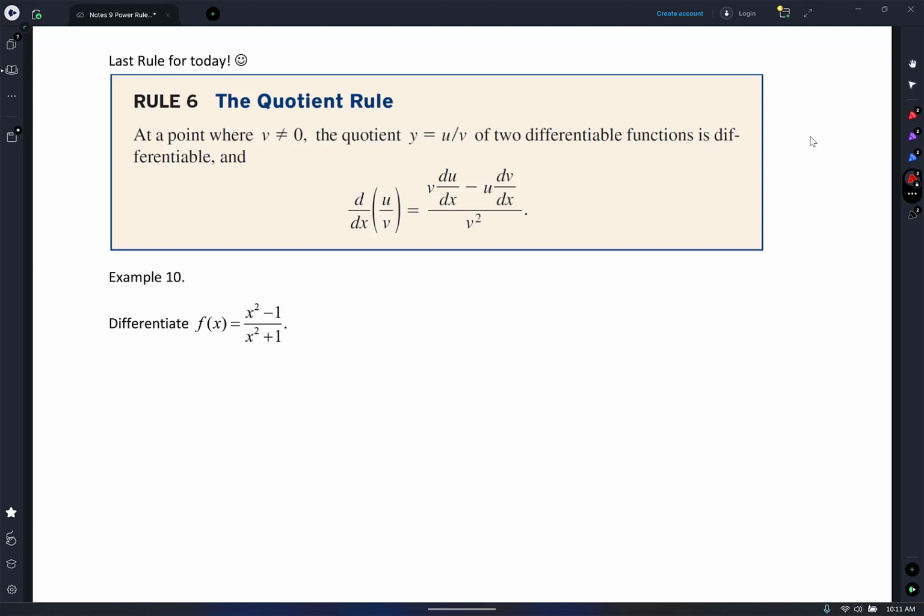So look, what is low, what is high? Well, high here is x squared minus 1. Low here is x squared plus 1. So I'm going to go slow, guys. F prime of x equals, and I always start with low.